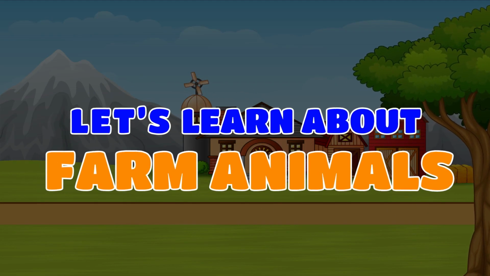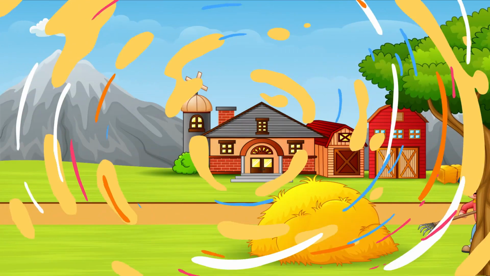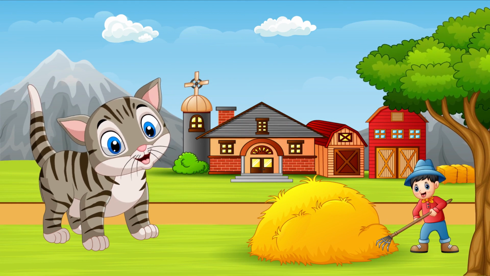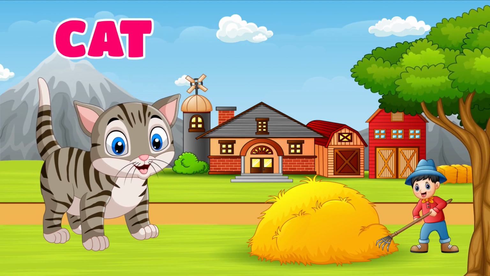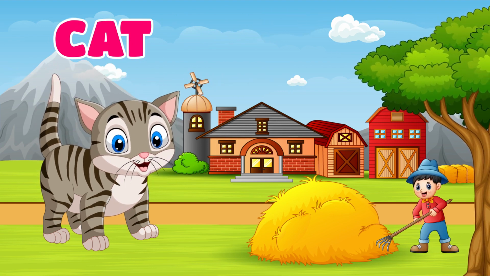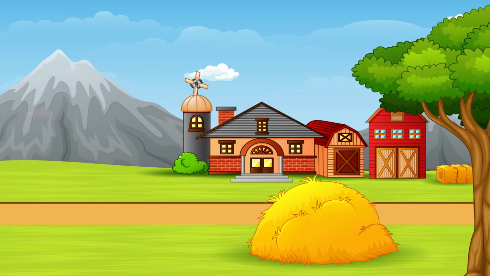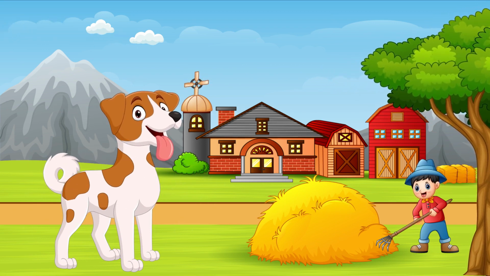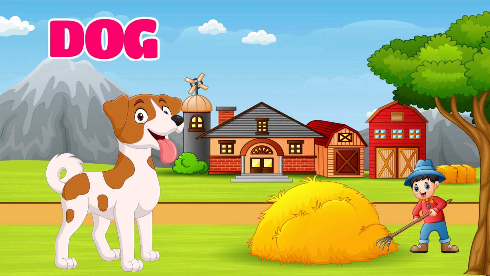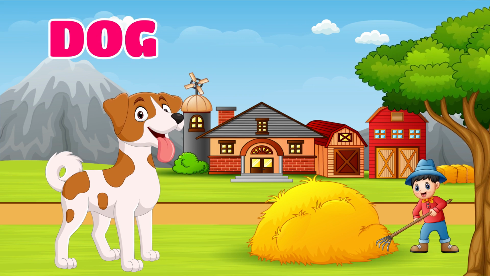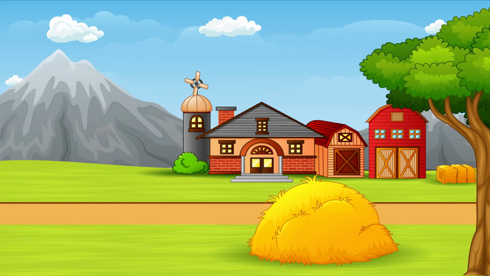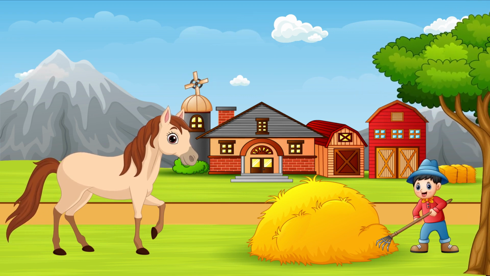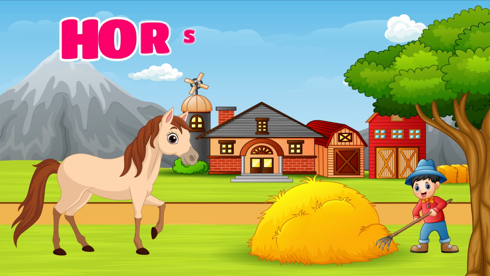Let's learn some farm animals. Which animal is this? Cat. Which animal is this? Dog. Which animal is this? Horse.